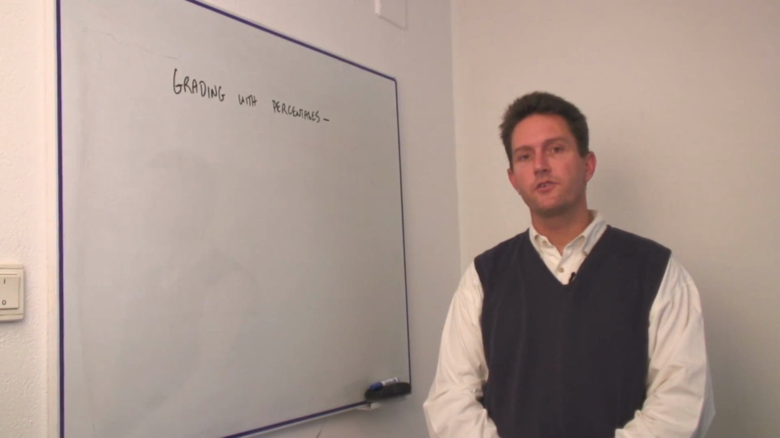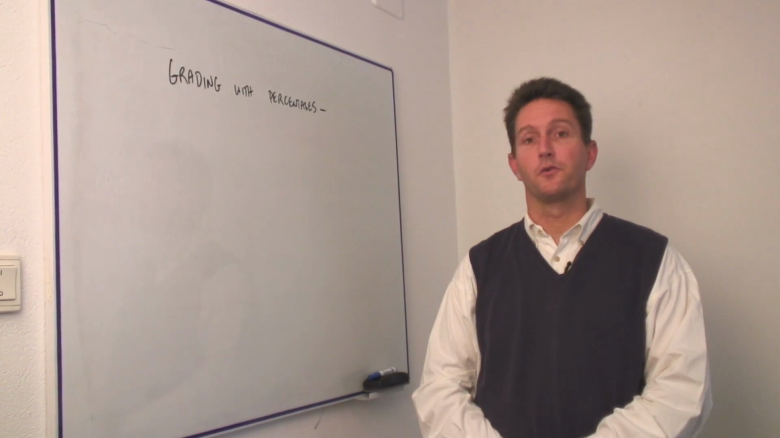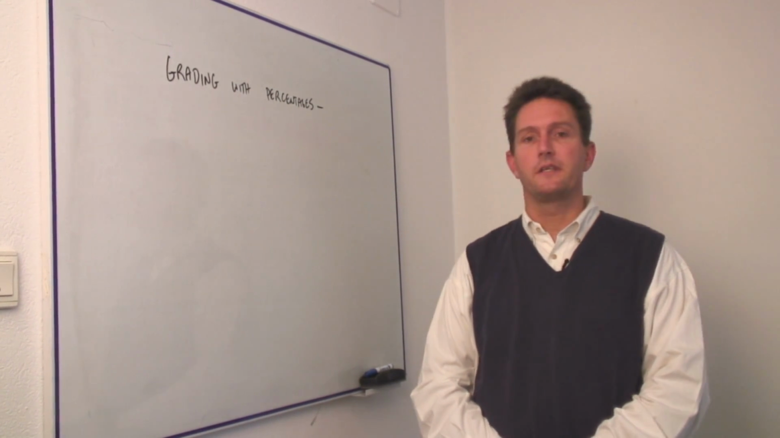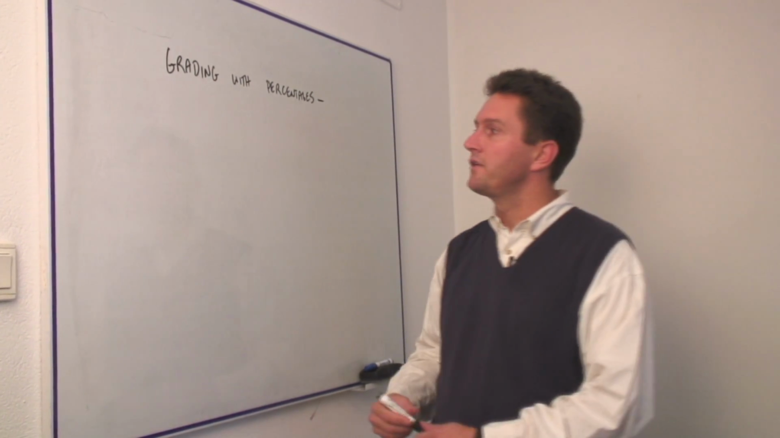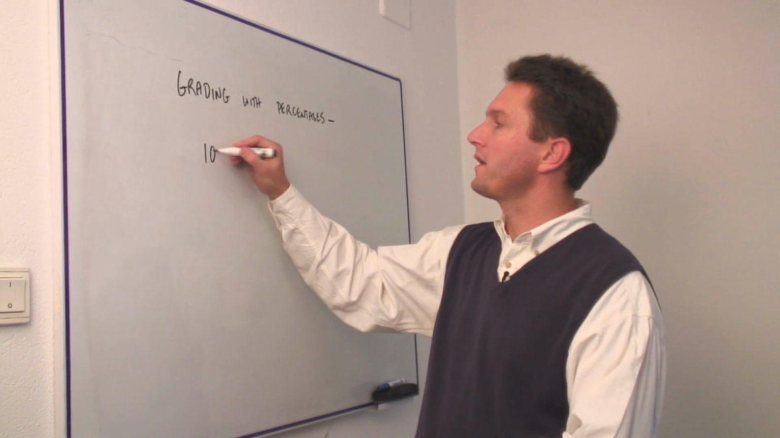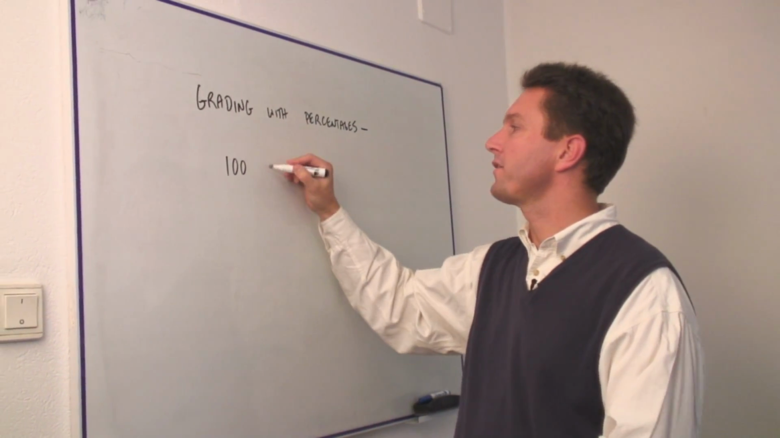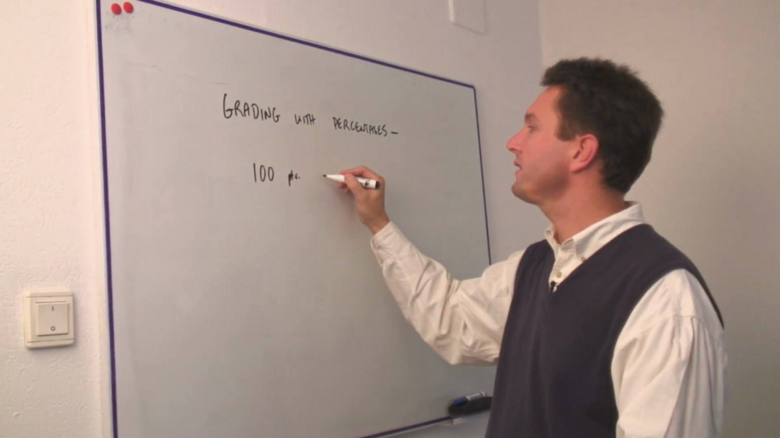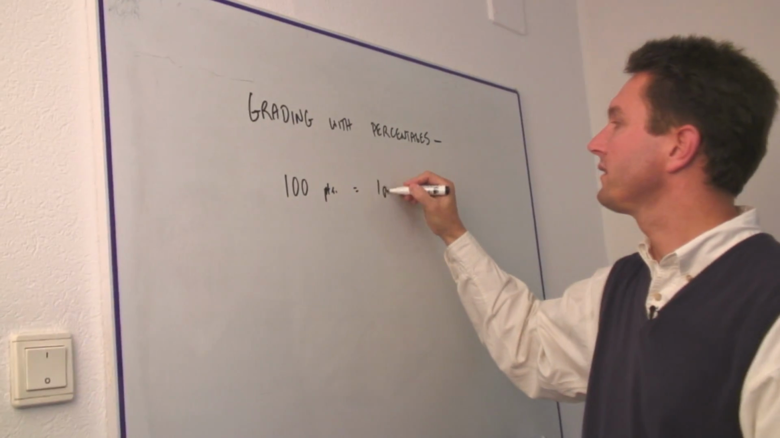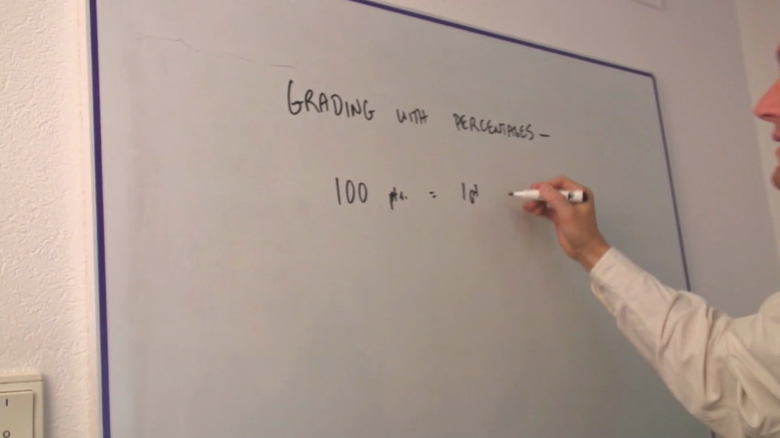If you're a school teacher or somebody who has to grade papers, grading with percentages is actually quite easy. Normally, if you have 100 questions, you would have 100 possible points, and each point is equal to 1 percentage.